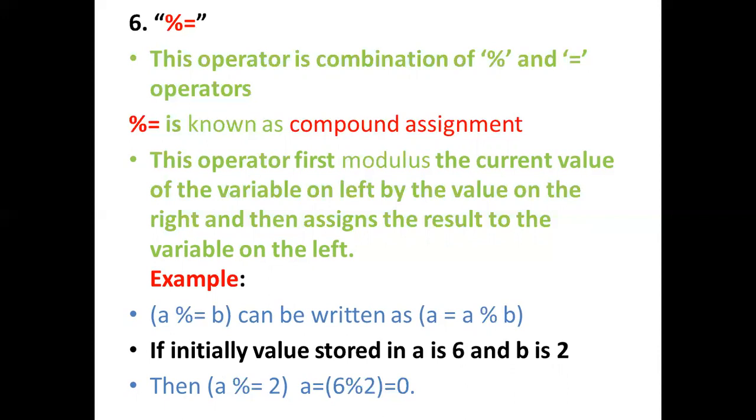So we have to perform two operations. First one is A mod B. Initial value of A is 6. Initial value of B is 2. 6 mod 2 is equal to 0 because mod operation always gives the remainder. 0 is assigned to variable A.